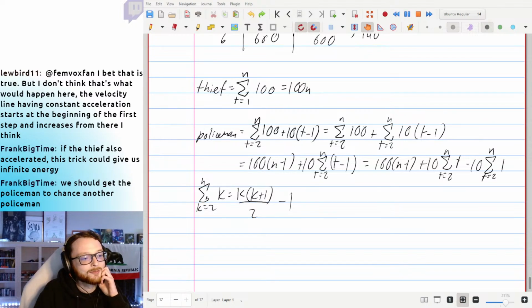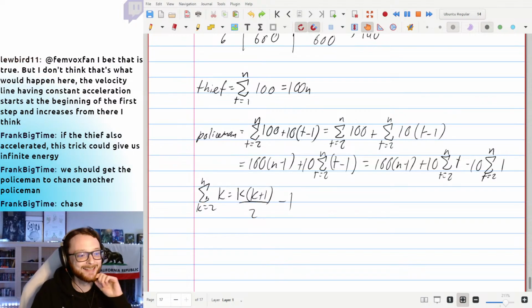Thief also accelerated. This trick gave us infinite energy. Give the policeman to chase another policeman. That's the key, Frank. You're thinking big.